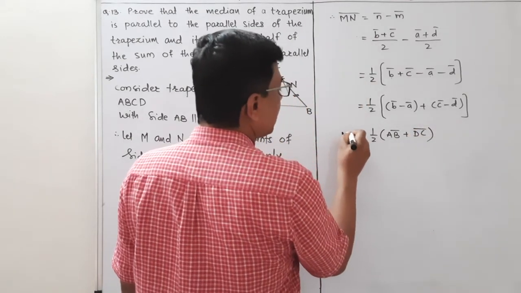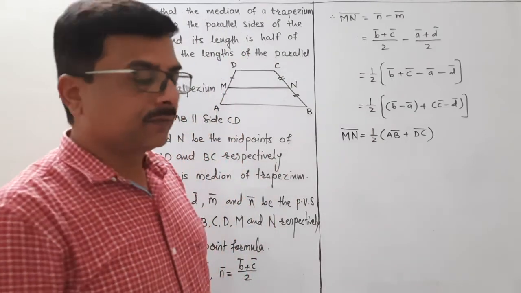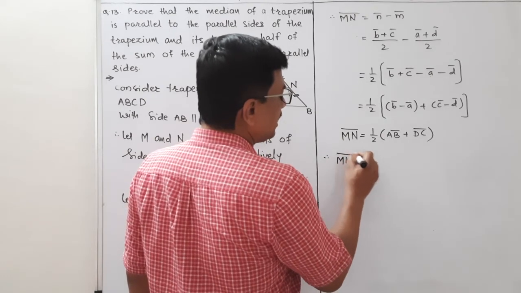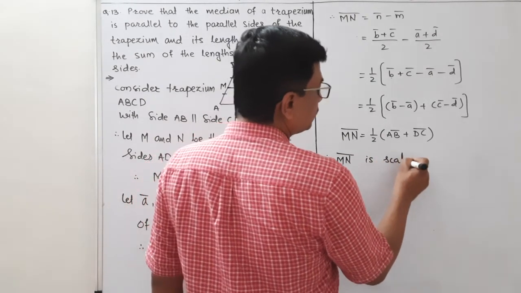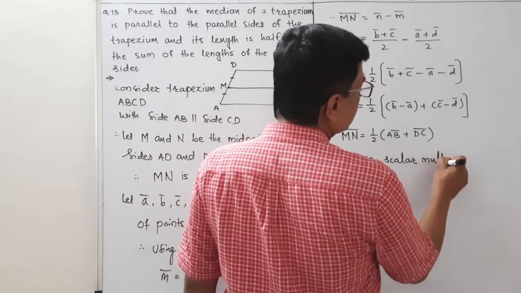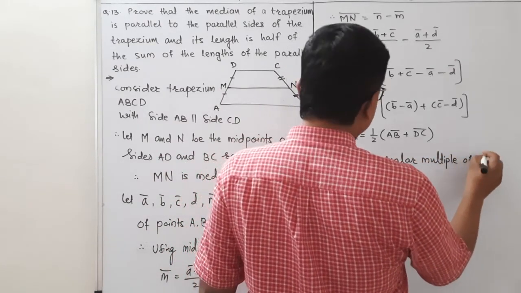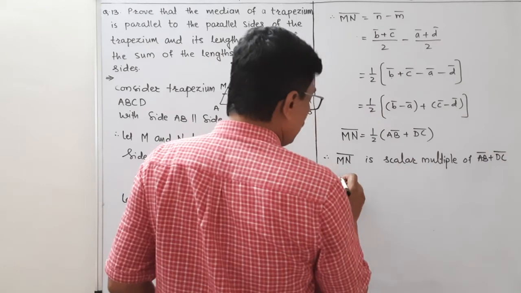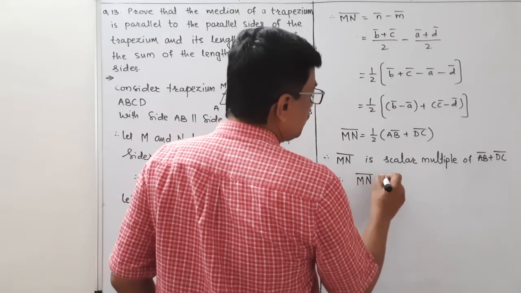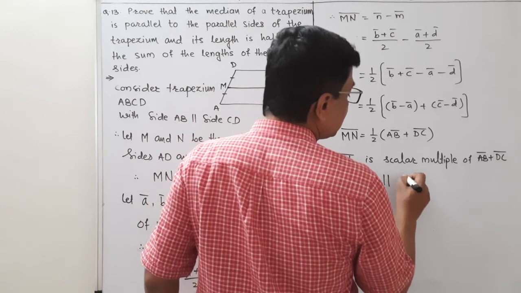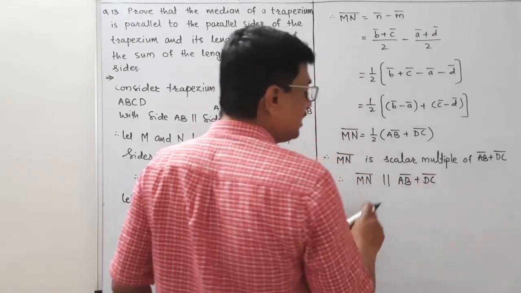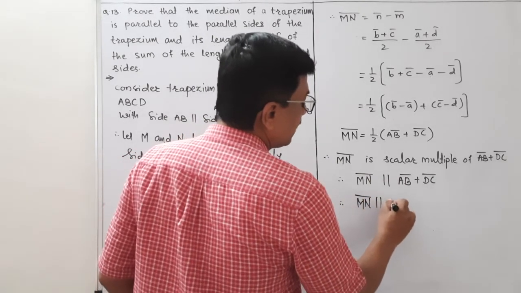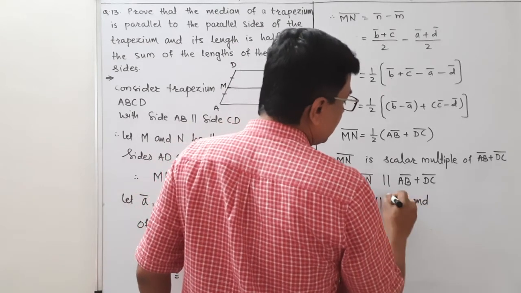This is nothing but MN vector. So see, MN is, therefore we can say that MN vector is a scalar multiple of AB vector plus DC vector, and therefore MN vector is parallel to AB vector plus DC vector, and when MN vector is parallel to AB plus DC, therefore MN vector is parallel to AB vector and MN vector is parallel to DC vector.